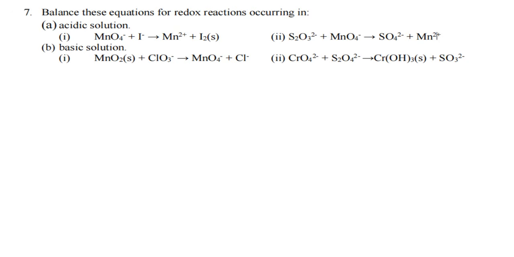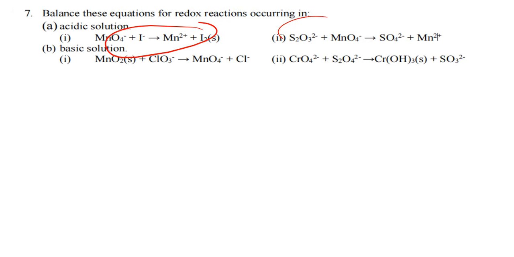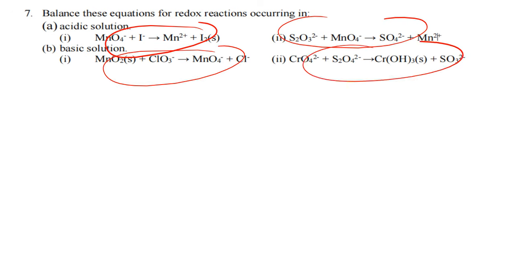Okay, so question number 7: balance these equations for redox reactions occurring in acidic solution and in basic solution. So we've got this that is occurring in acidic, and this is also in acidic. Then in basic, we've got that one and that one.